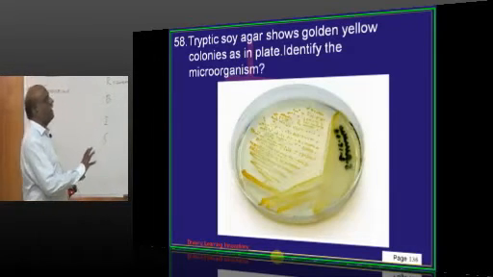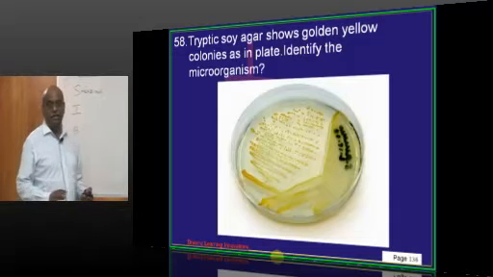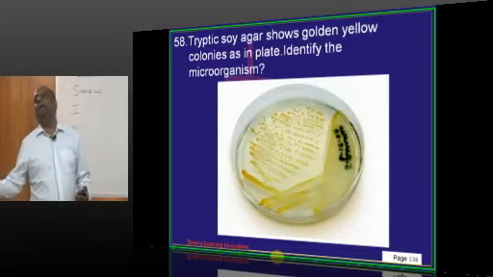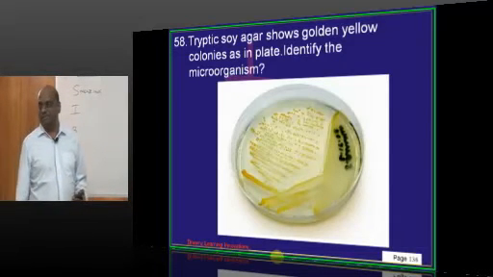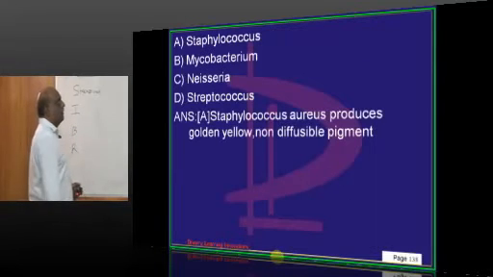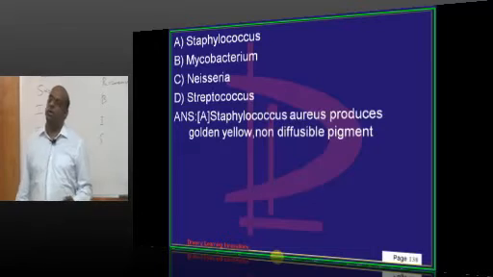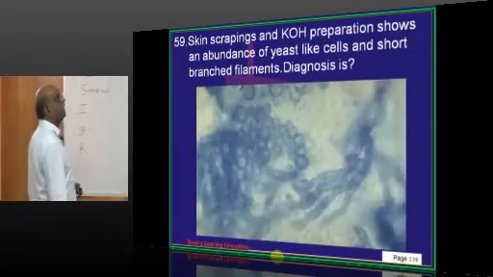Tryptic soy agar shows golden yellow colonies in the plate. So golden is aureus, aurum is the name for gold. So Staphylococcus aureus produces non-diffusible golden yellow pigment, is what you need to remember.